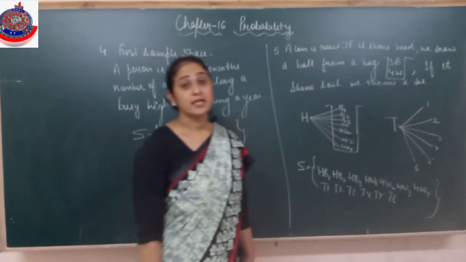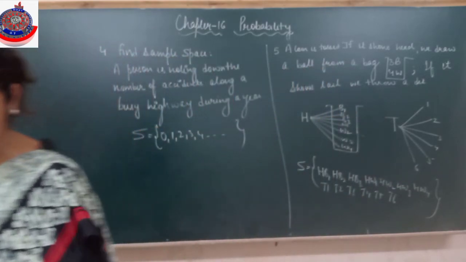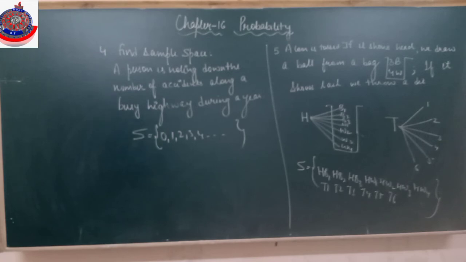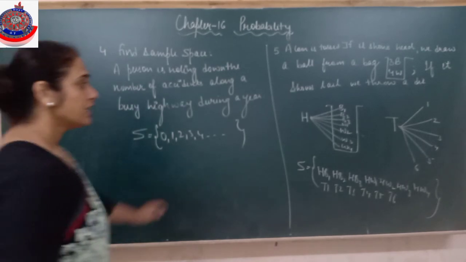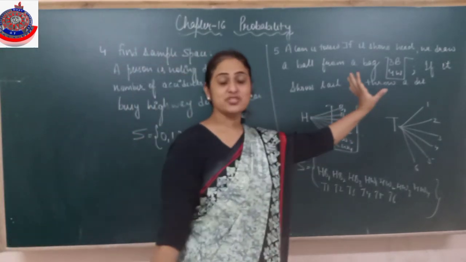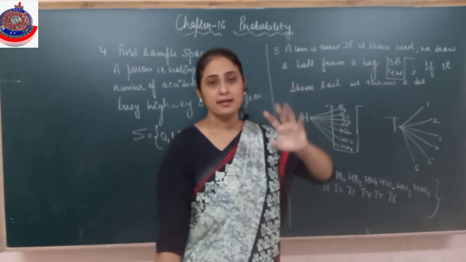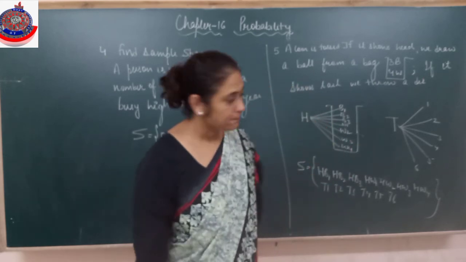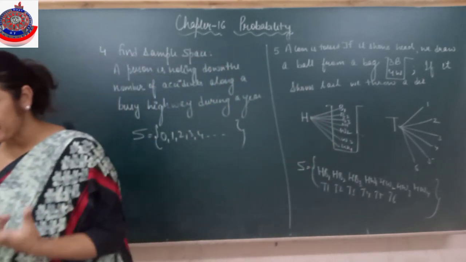Any doubt? Very, very easy. There is no doubt at all. Is this clear? So this tree diagram is the easiest thing. Diagram बनाओ, सब कुछ clear हो जाएगा. All right. Just one last example. I'll just read it out.